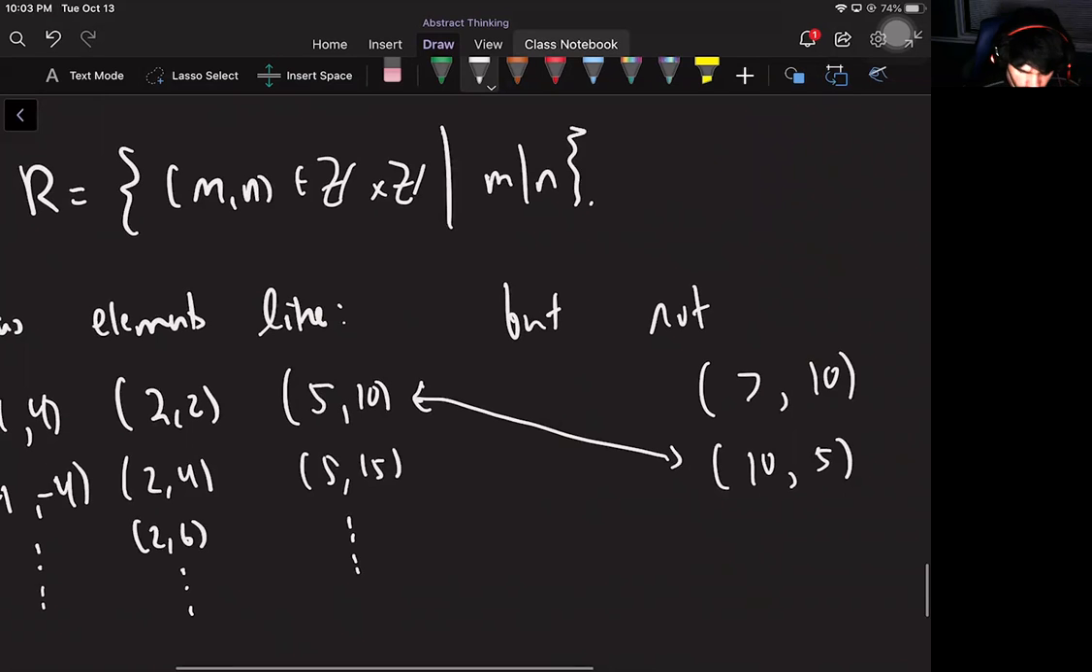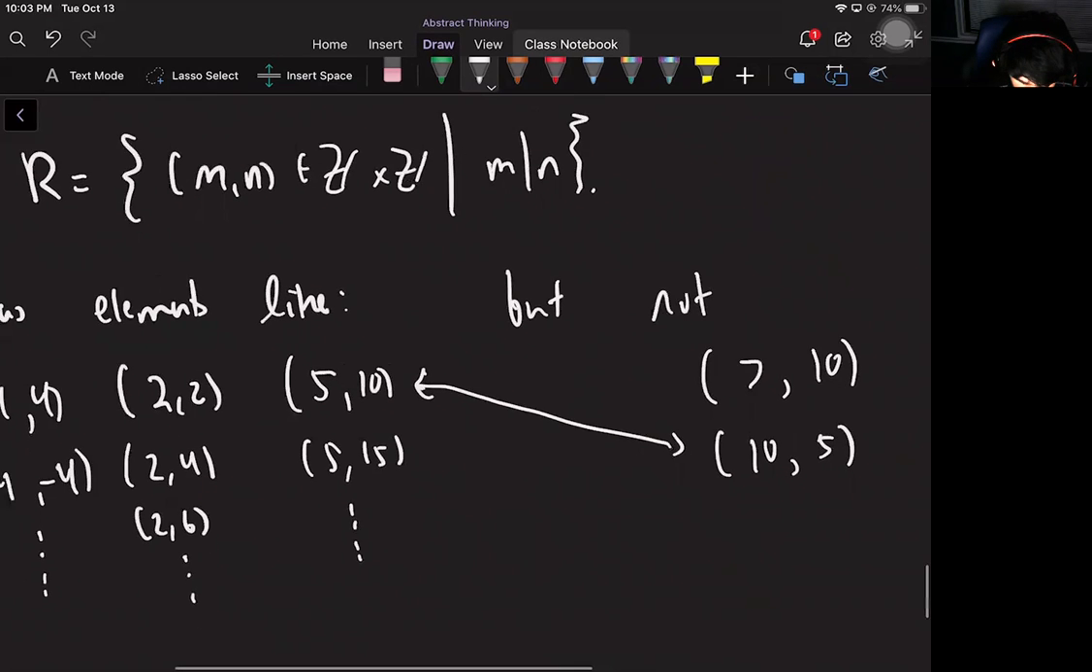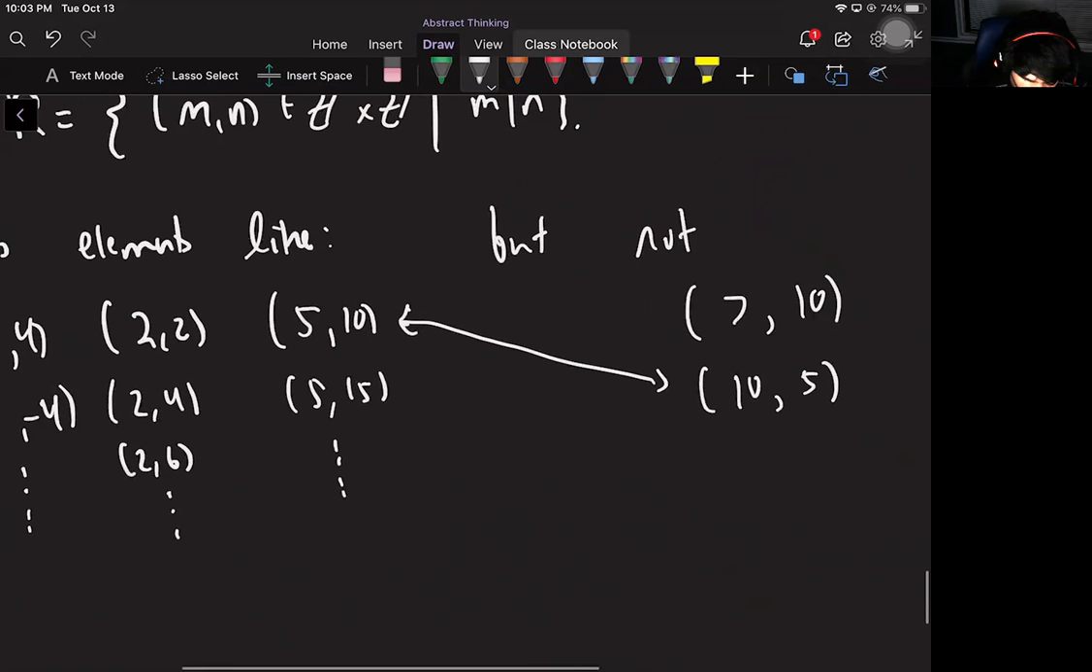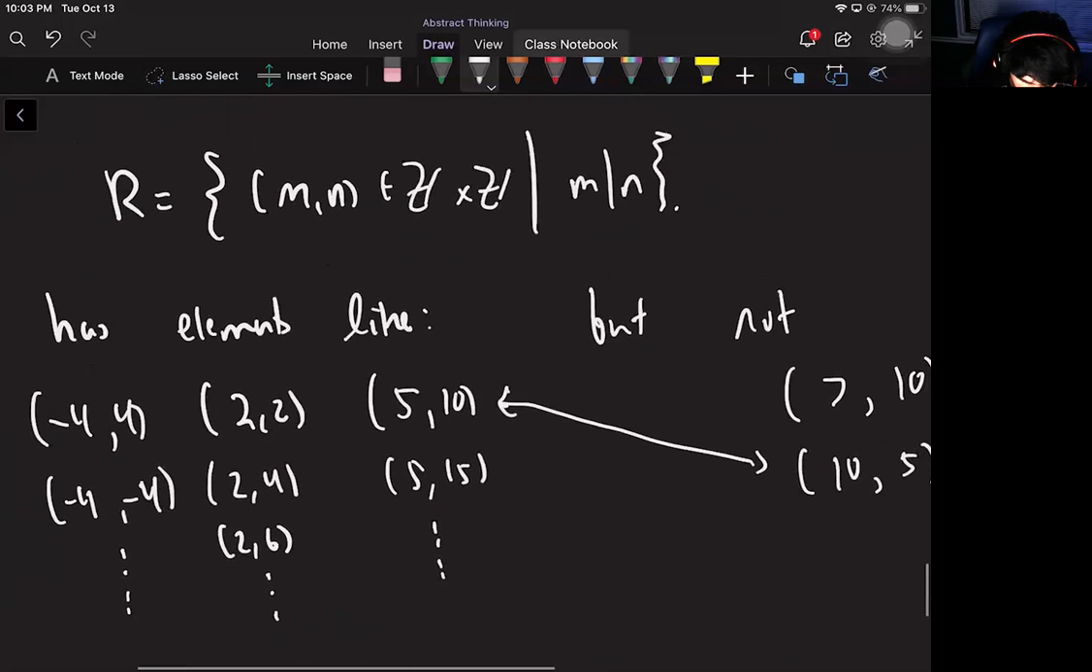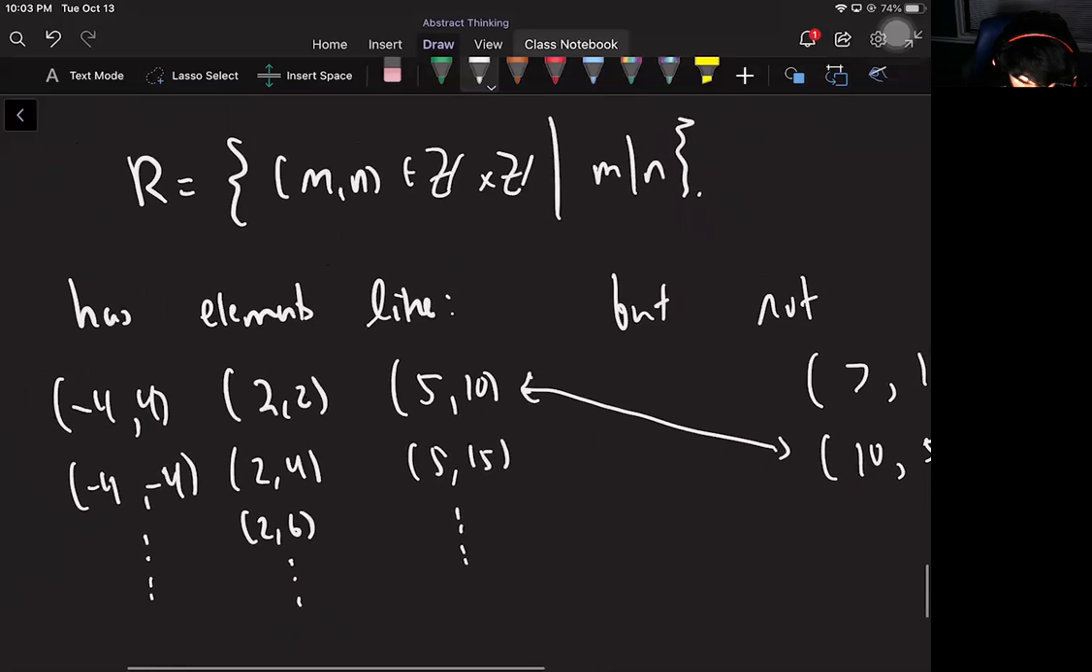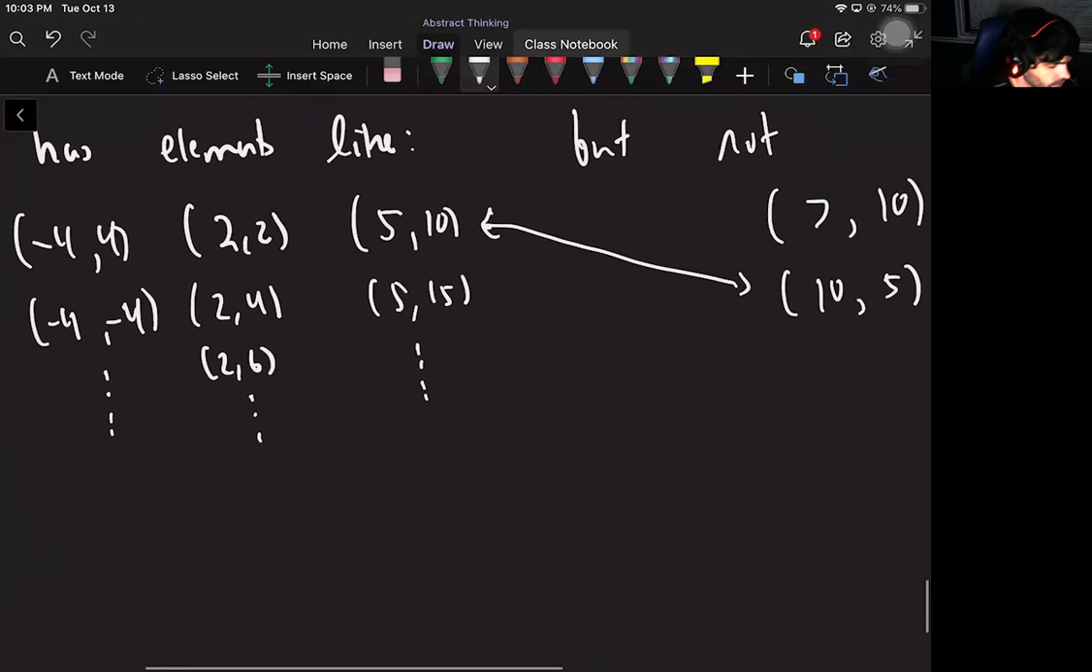So a relation sounds like a two-way thing. Like if I'm related to you, you should be related to me, but that's not necessarily true. We can see right here, 5 is related to 10, but 10 is not related to 5. So in general, a relation does not have to have the property that if one thing is related to the other, then that is related to the first thing in the other order. Okay, so that's sort of interesting, and that'll come up later too.